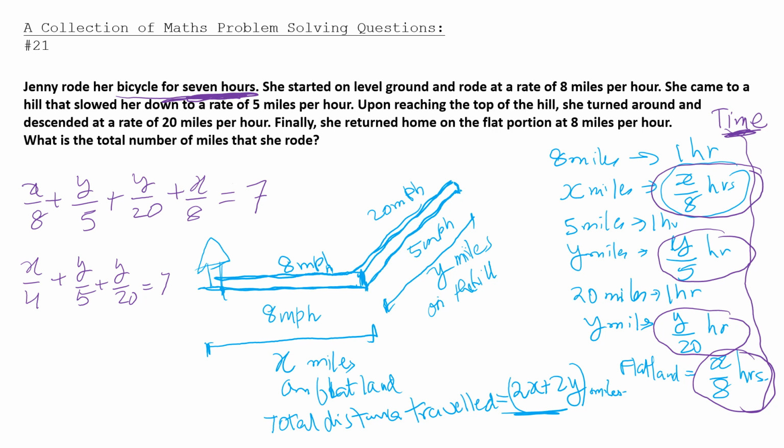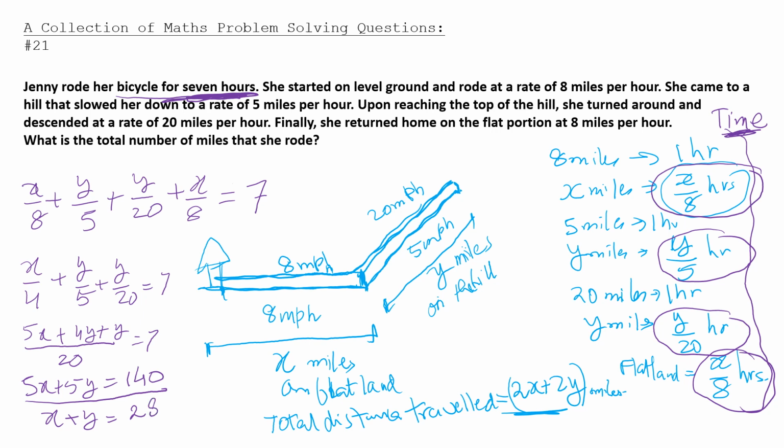Now if we work out the common denominator, that will keep it 20. 4 times 5 is 20, so this will be 5x plus 5 times 4 is 20, so 4y, and 20 times 1 is 20, so y equals 7. So we get 5x plus 5y equals 140, or this gives us x plus y equals 140 divided by 5, and that gives us 28.